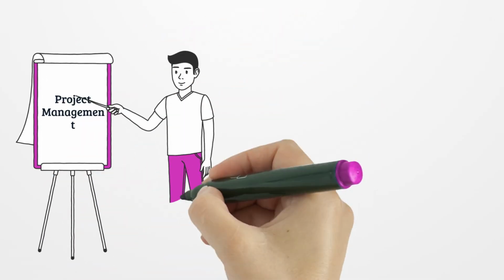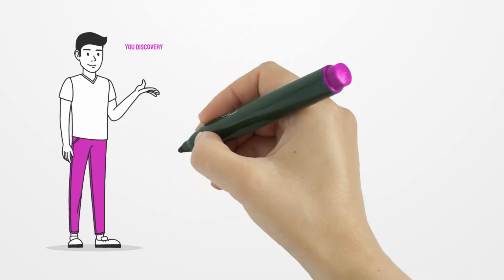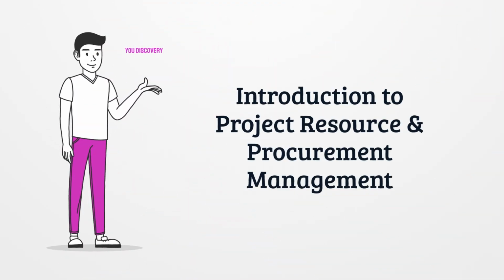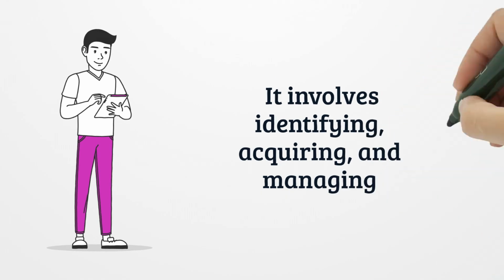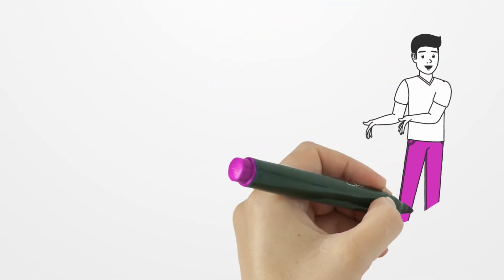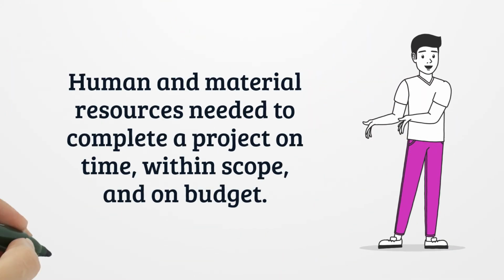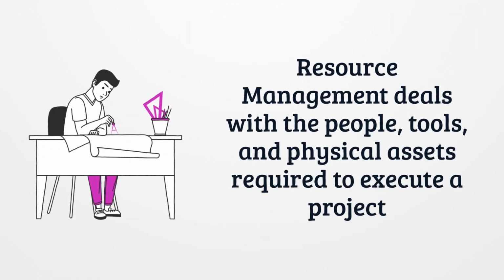In today's class, we will be learning project resource and procurement management. Introduction to project resource and procurement management. Resource and procurement management is a critical part of project execution. It involves identifying, acquiring, and managing both human and material resources needed to complete a project on time, within scope, and on budget. Resource management deals with the people, tools, and physical assets required to execute a project.